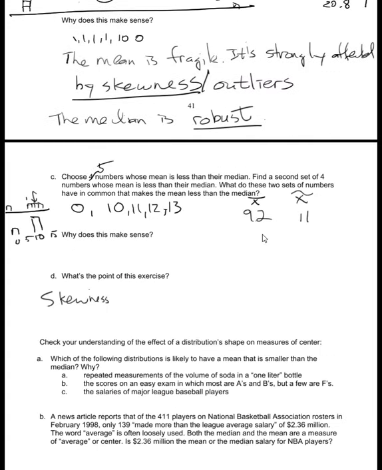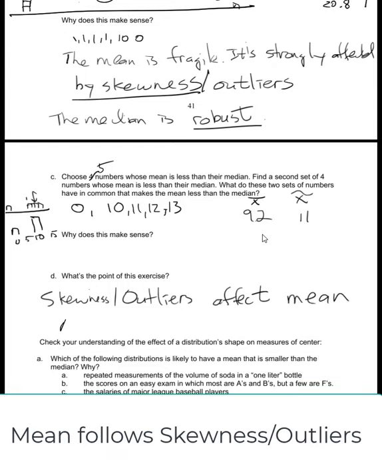Skewness and outliers affect the fragile mean. And the key is that the mean follows the skewness or the outliers. So if the skewness is to the right, which way is the mean going to follow? To the right, and it's going to become bigger or smaller? Bigger. If the outliers are to the right, the mean is going to follow the right, and it's going to be bigger. If the skewness or an outlier is to the left, the median is going to do nothing. It's going to be robust. It'll stay the same.